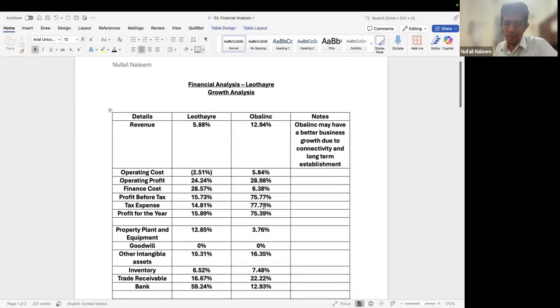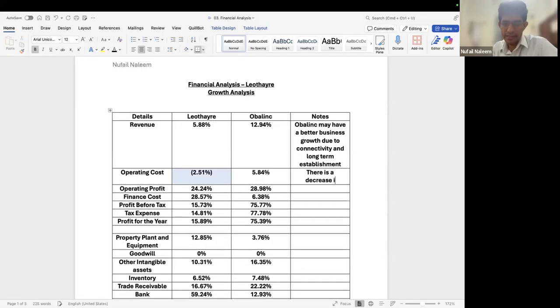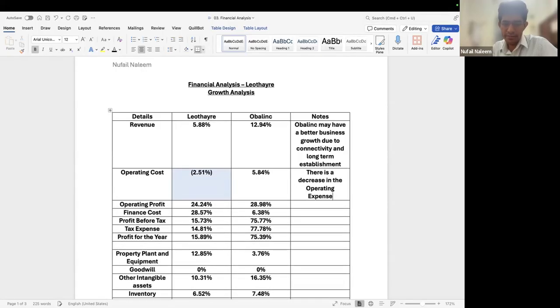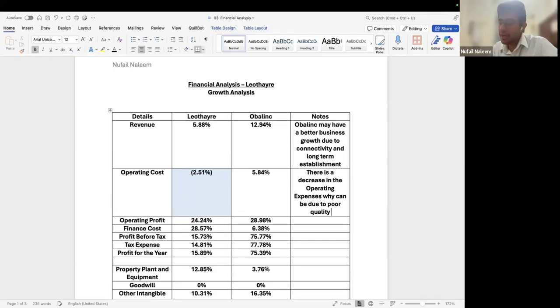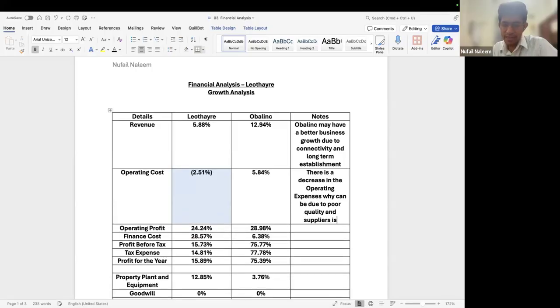Now, students, one more thing that has a correlation with revenue is the operating cost. If you observe here, our operating costs are reducing, but Oberlink's operating cost is increasing. I have a firm doubt with regards to internal quality concepts, because, students, we don't have any information with regards to quality factors in this case study. So I'll write down here, there is a decrease in the operating expenses. Why? It can be due to poor quality. Correct, no, students? We don't have rocket launching sectors also. And also supplier issues, because suppliers are very, very important in this case.